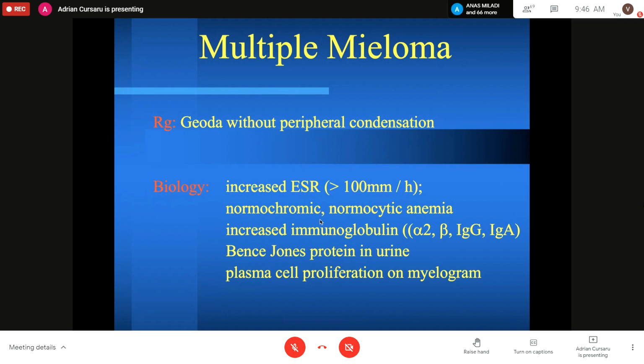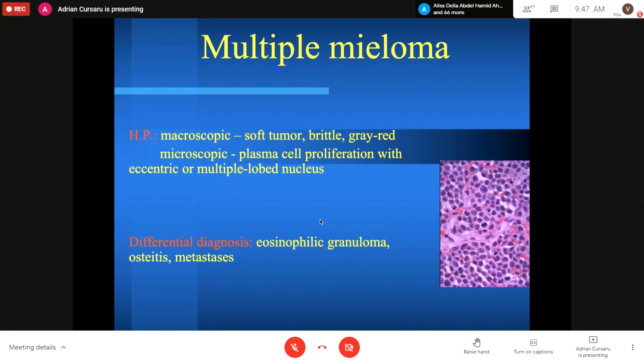Another specific analysis for that type of tumor is represented by the Bence Jones protein in urine, and it is very important to determine that paraclinic investigation to put a correct diagnosis. But the final diagnosis, like in all bone tumors, doesn't matter if it's a malignant tumor or a benign one, you have to make the biopsy and then the surgical treatment, because the final diagnosis will be on our biopsy.